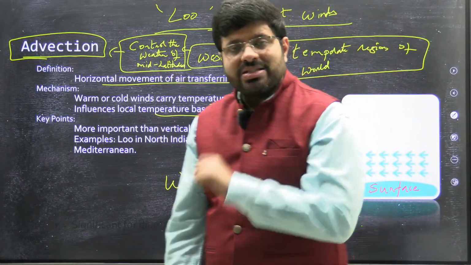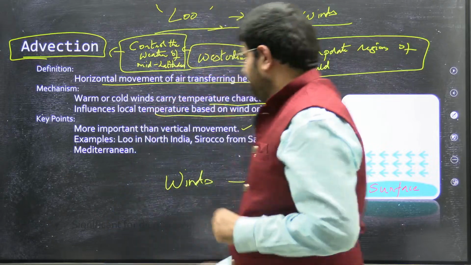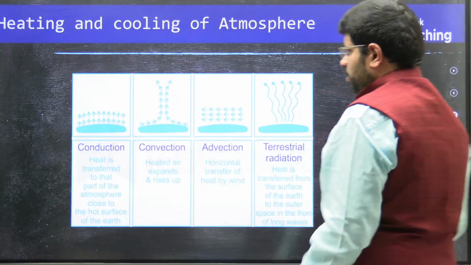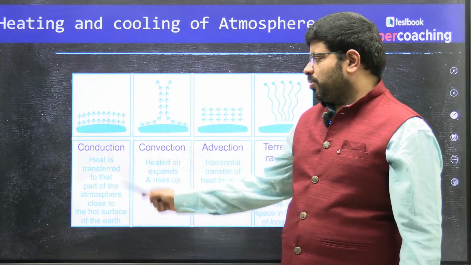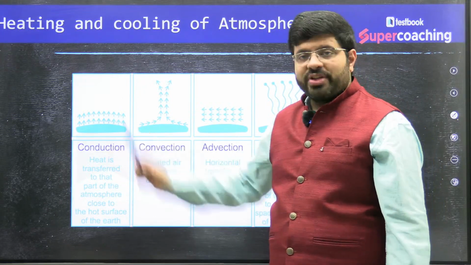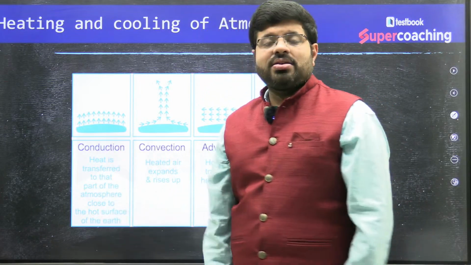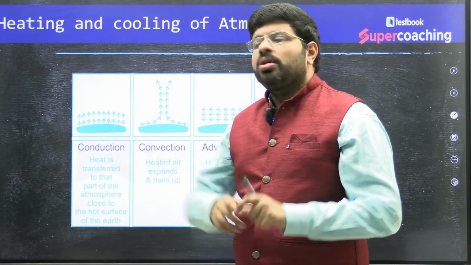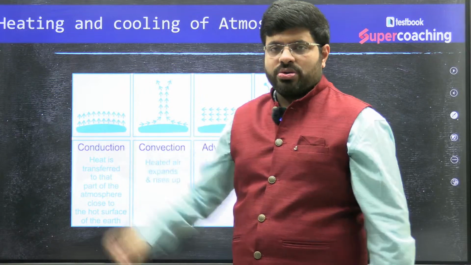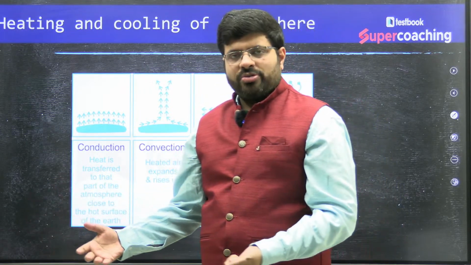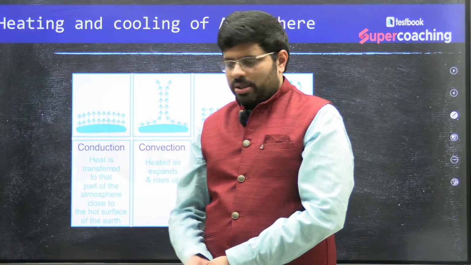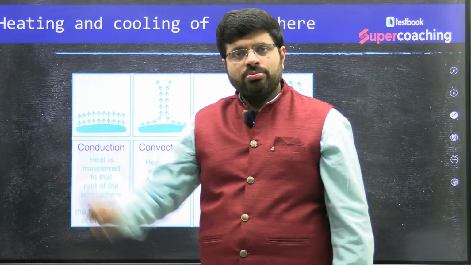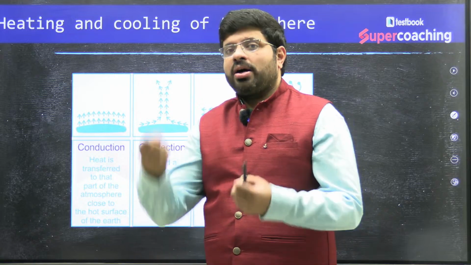A quick review of all these three things: conduction, convection, and advection. Simple point. You see it here. Conduction. Heat is transferred to that part of the atmosphere closer to the hot surface of the earth. So, when the earth's surface is acting as a radiating body, the molecules surrounding it would be intensely heated up, and those are the ones getting the heat from the source. Imagine a hot pan. Go to the kitchen, take a hot pan, put your hand very near to it. You can feel the heat, no?